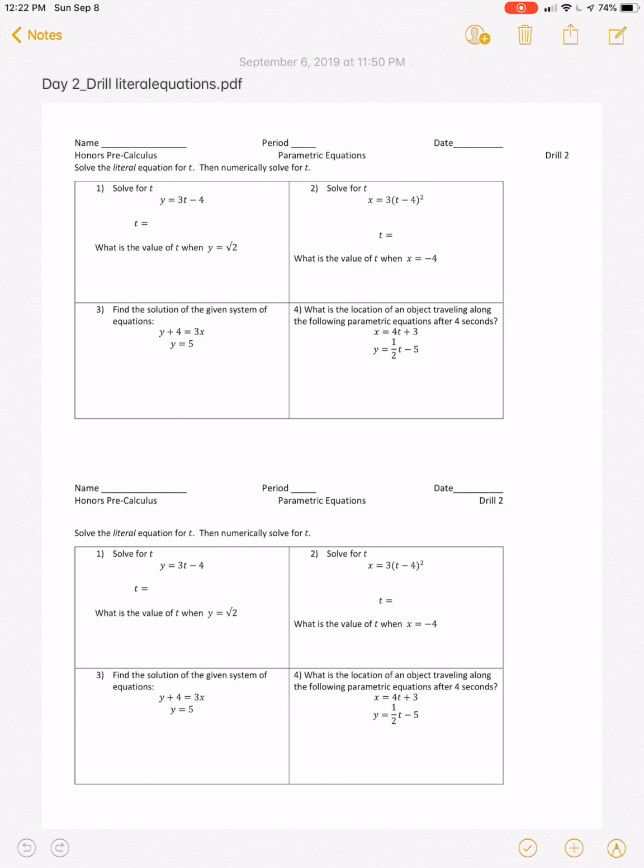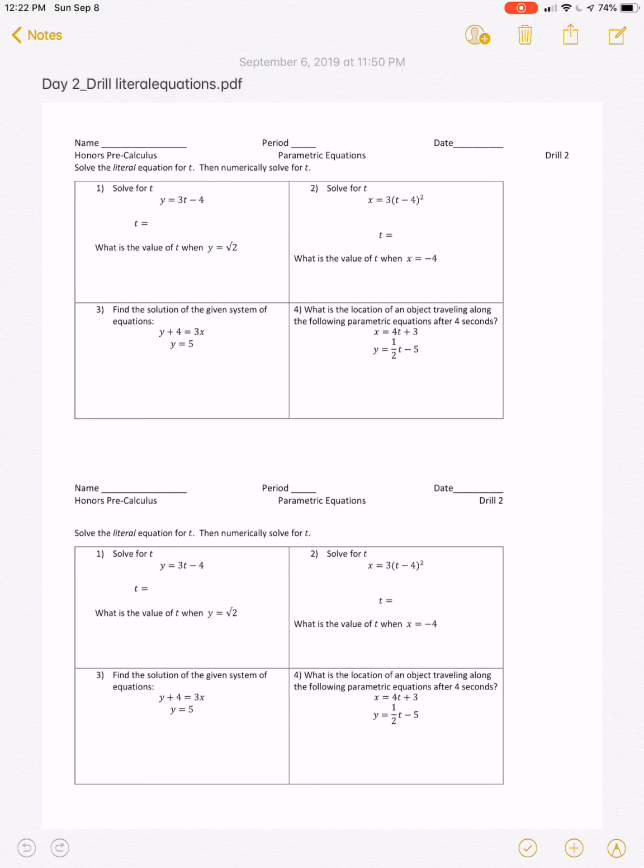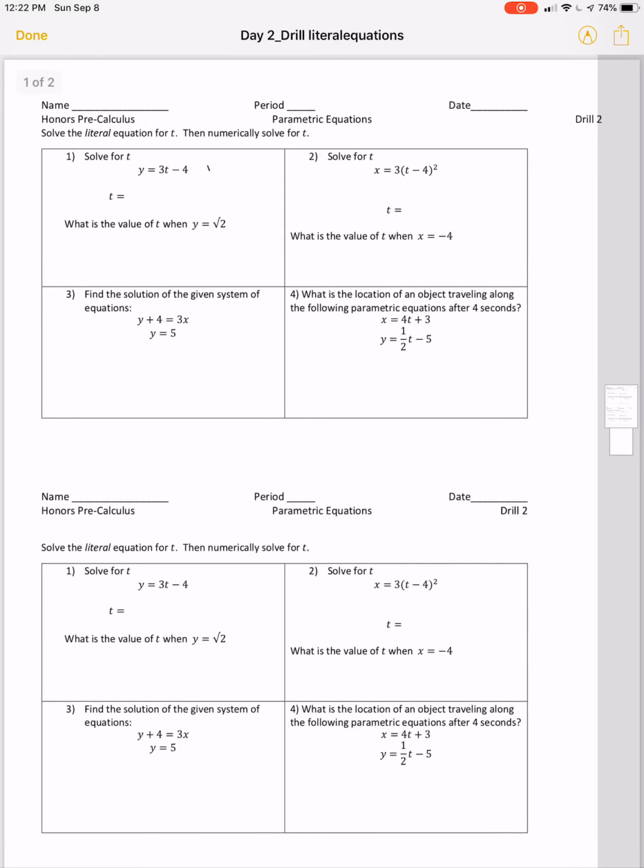I'm having all kinds of little technical issues here. Let's see if we can fix that. So we should get adding 4 to both sides. Why is this not working?